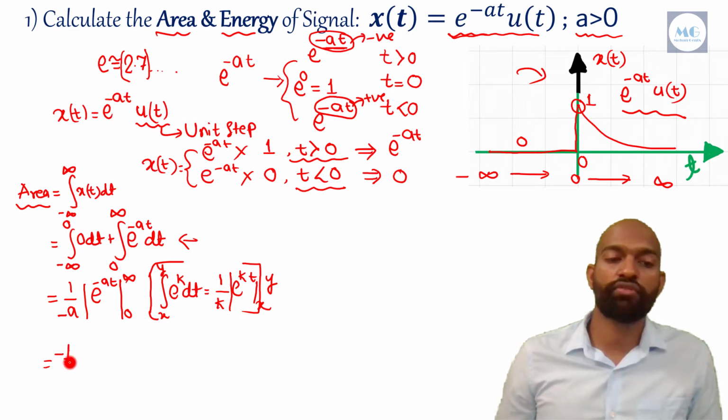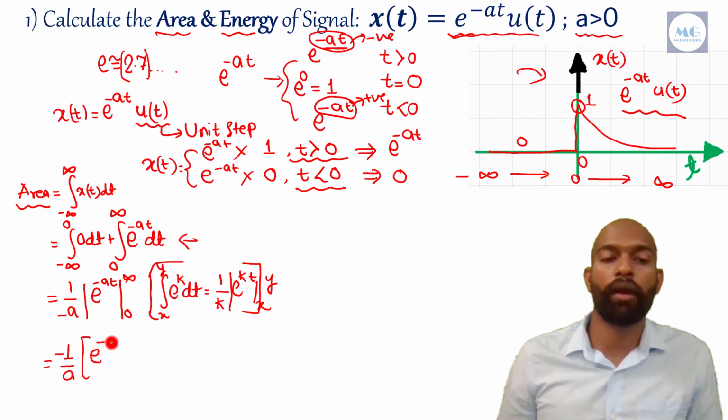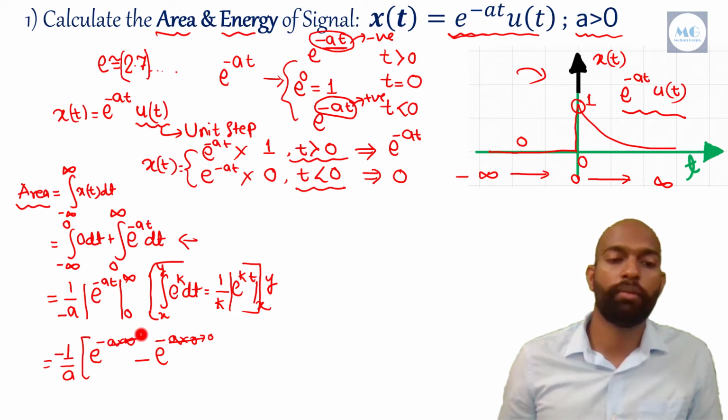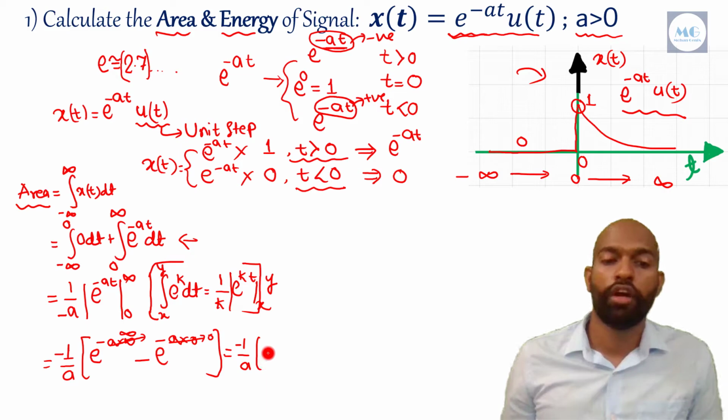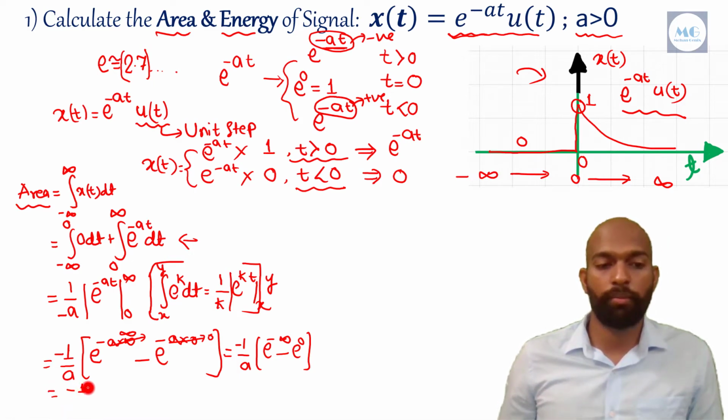We will write minus 1 by a as it is, and now we have to write e to the power minus a into infinity, which will be minus infinity, minus e to the power minus a into 0, which will be 0. As a is positive, the whole term becomes e to the power minus infinity. So we can write it like this: minus 1 by a, here the minus is there, don't forget it, e to the power minus infinity minus e to the power 0.